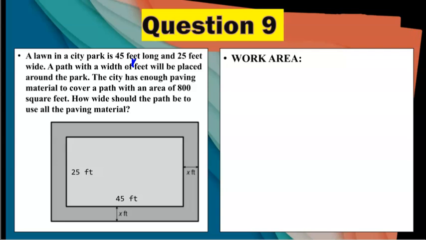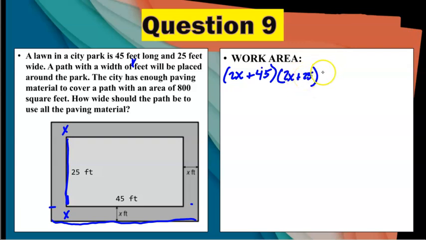So the first thing we need to do is create a quadratic. And we can do that by using the dimensions here. We want to find the dimensions of this whole side. So we know it's 45 on the inside and an x on this side and an x on here. So we're going to have 2x plus 45 as our length, and our width we have 25 and then an x here and an x here. So that would be 2x plus 25. And this has to make an area of 800.